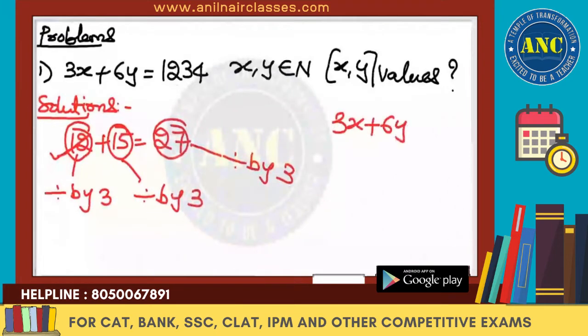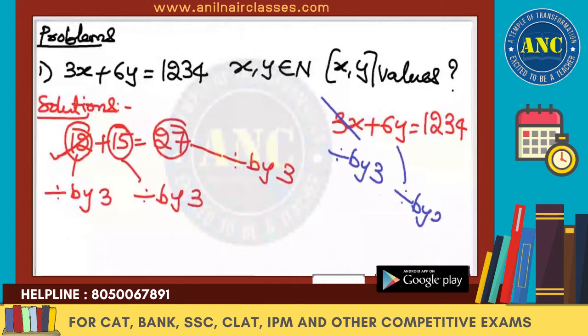So this will be 3x plus 6y equivalent to 1234. Now if you observe carefully, 3x is divisible by 3, and 6y also is divisible by 3. 6 is nothing but 3 into 2.